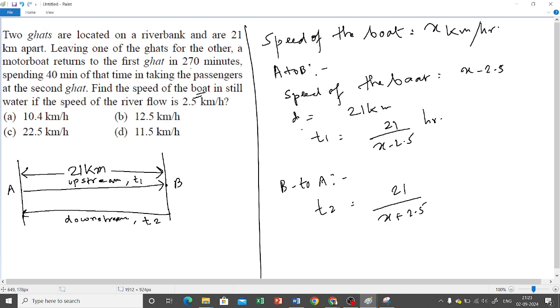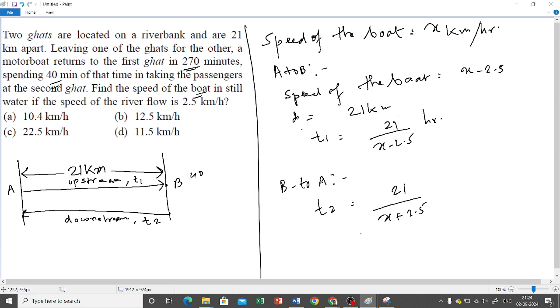Now it is given that leaving one of the ghats for the other, a motorboat returns to the first ghat in 270 minutes, spending 40 minutes of that time in taking the passengers at the second ghat. So 40 minutes he has wasted over here. So what is the actual time of going from A to B and coming back to A? 230 minutes.